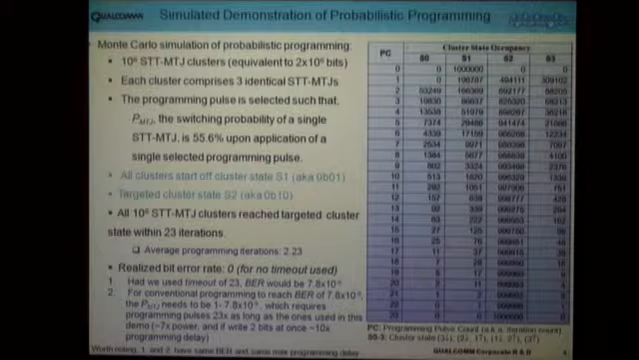And the targeted state is S2. You can see here S2, which has 2 out of the total 3 STT-MTJs in anti-parallel magnetized state. And we will apply programming pulses with the appropriate polarity to drive from S1 to S2, that's our targeted state. We'll see that within 23 iterations, 1 million clusters reach the desired state.